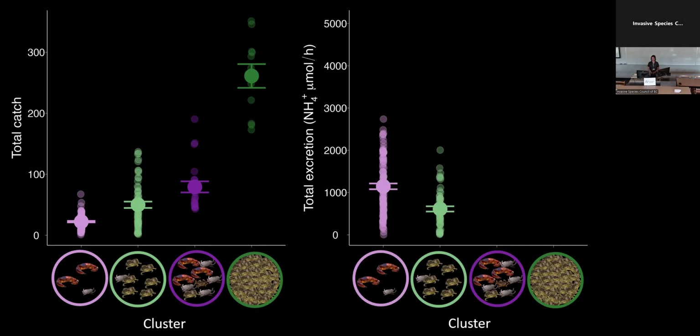So looking at our lower abundance communities, we actually saw an opposite trend looking at total excretion. So for the low native community, they might have fewer crabs, but they're actually excreting more ammonium at a community scale than our low invasive community.